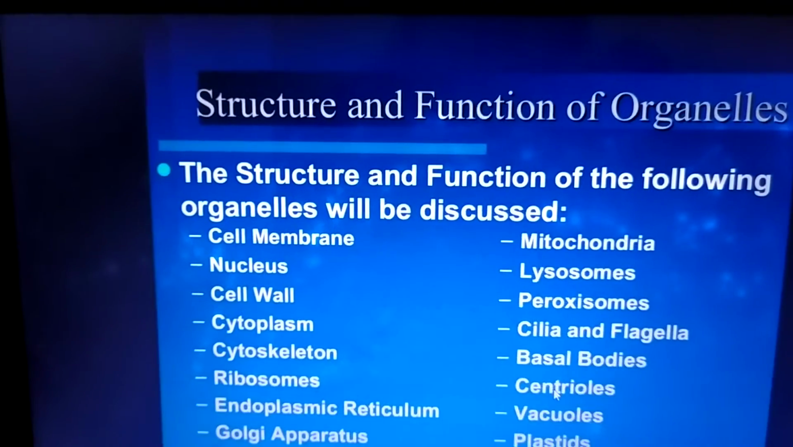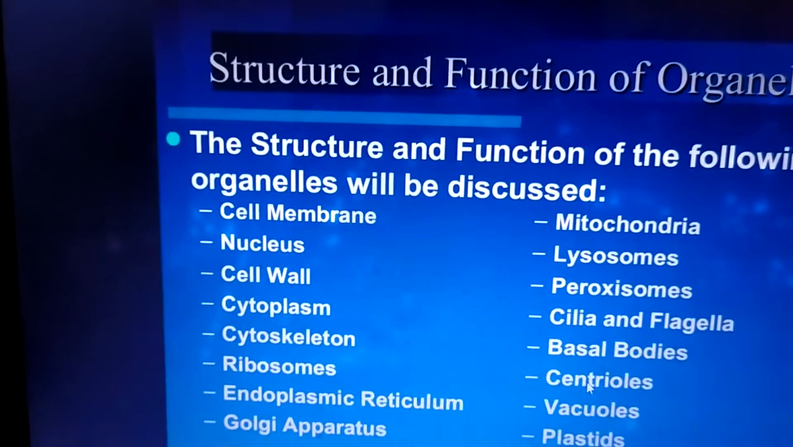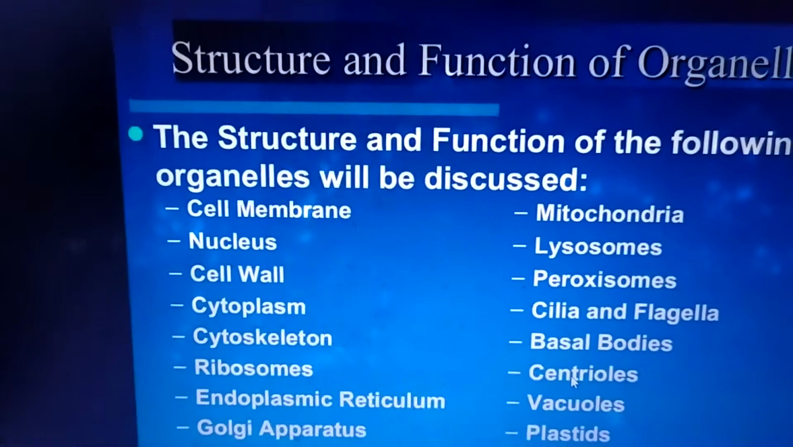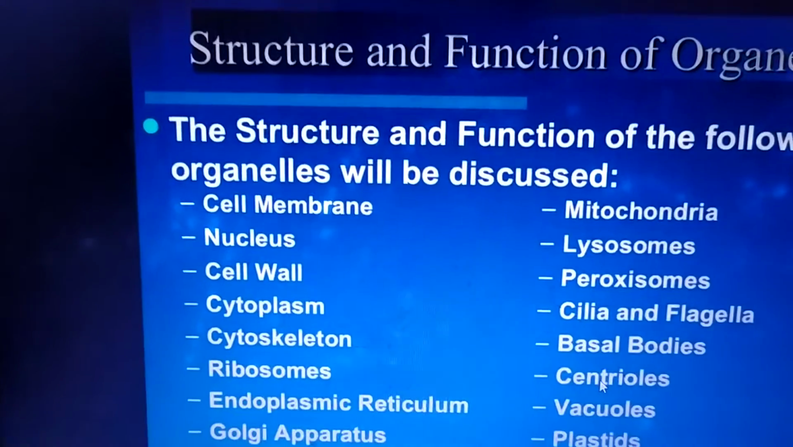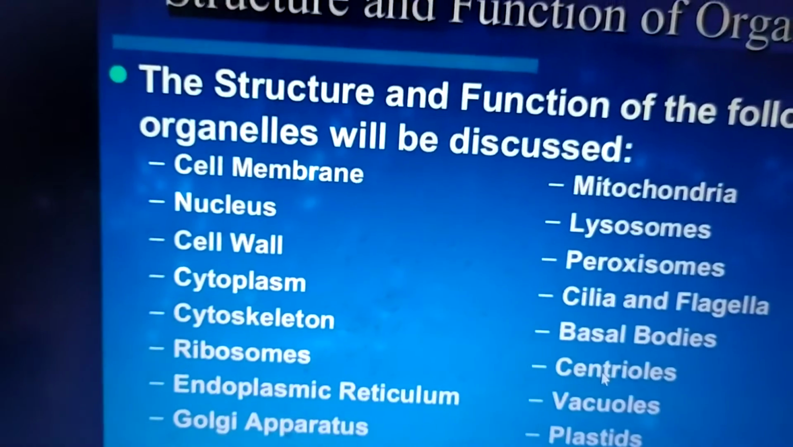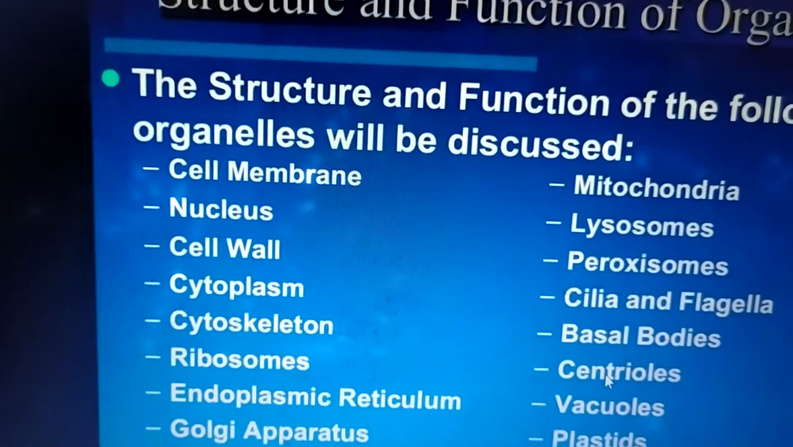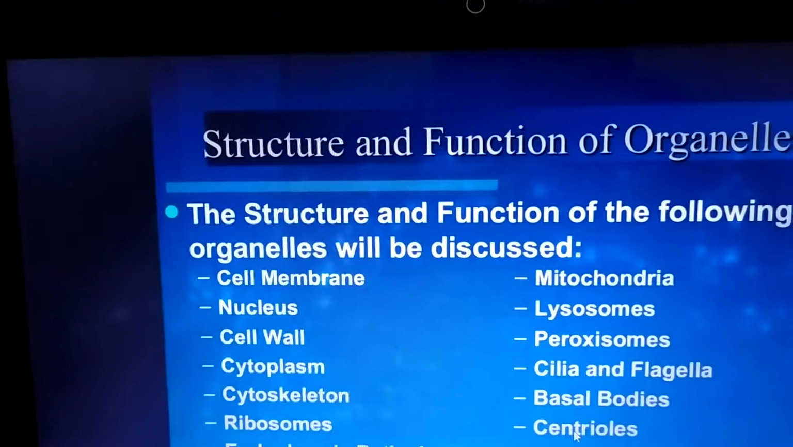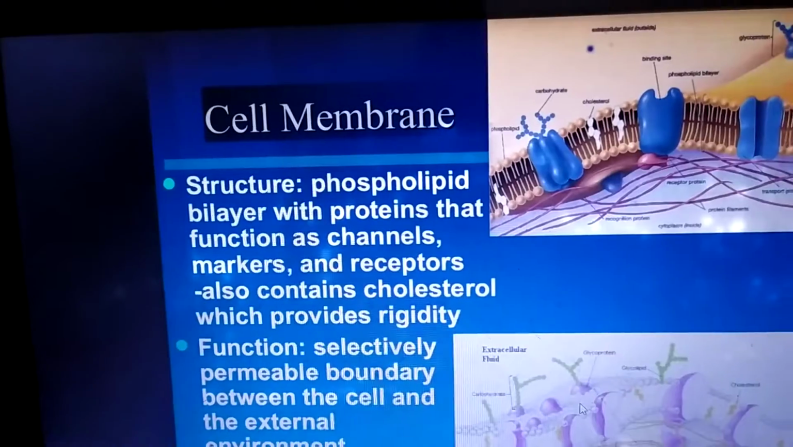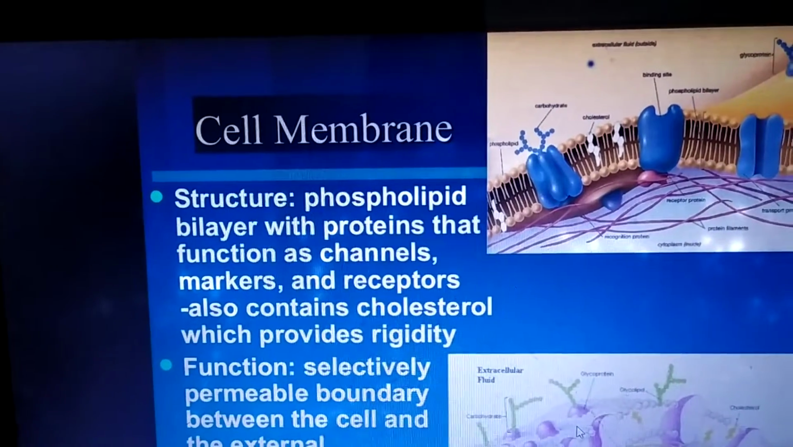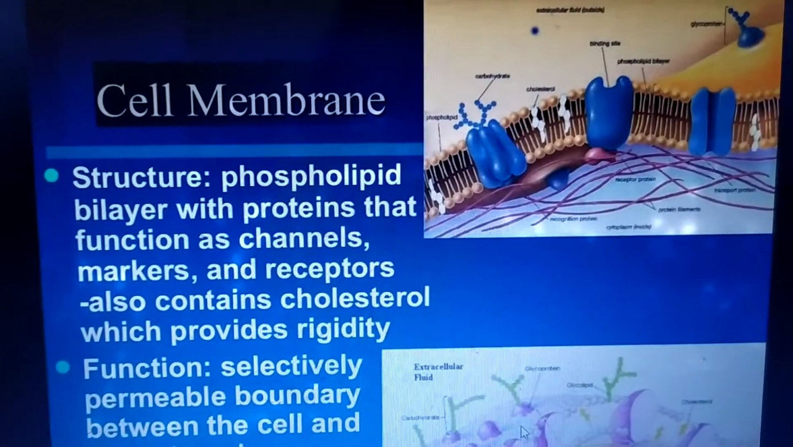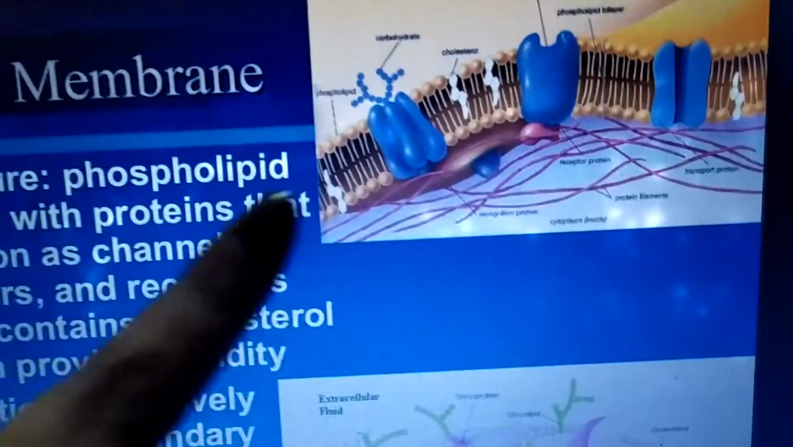Structure and function of organelles. Basically a cell has some organelles, as you can see: cell membrane, nucleus, cell wall, cytoplasm, cytoskeleton, ribosome. These are the cell organelles, and they perform their different functions. First, you can see a cell is bounded by a cell membrane.